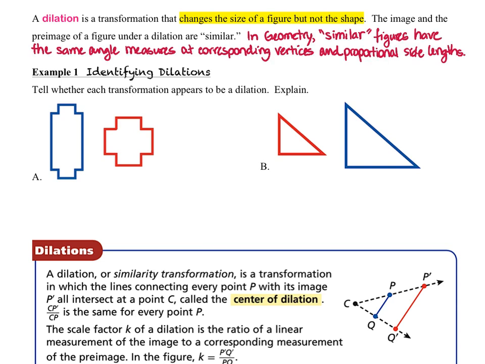In geometry, the term similar means something very specific. Similar figures have the same angle measures at corresponding vertices and proportional side lengths. We'll see more about proportions later in this lesson, but for right now, just think about that definition a little bit as we discuss all of these dilation figures or dilated figures.